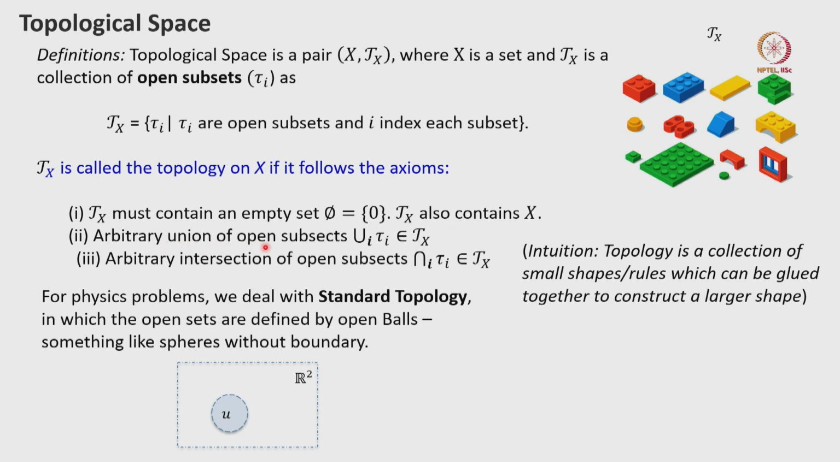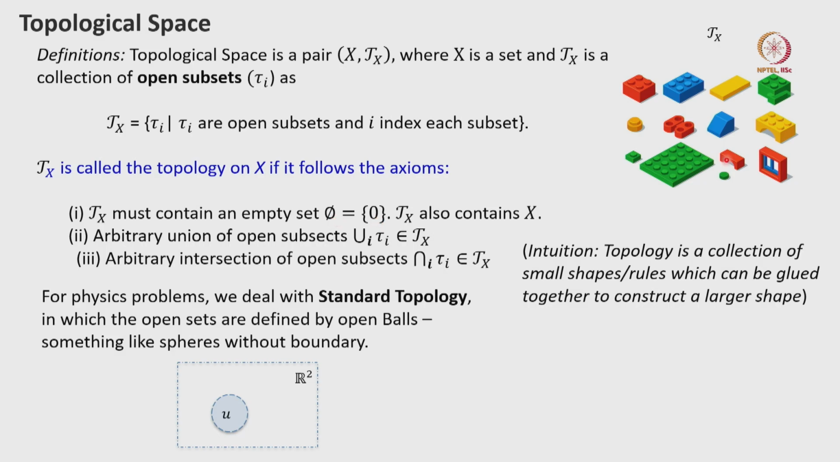And any arbitrary union of these open subsets, I can take 2 of them, I can take 3 of them, or I can take all of them and so on and so forth, and I should be able to get another open set. That should also be part of the topology. And every arbitrary intersection of the open sets should also be part of the topology. I take this one and I remove some part which belongs to this, and the remaining one should also correspond to another open set. And obviously, the empty set is also part of it.